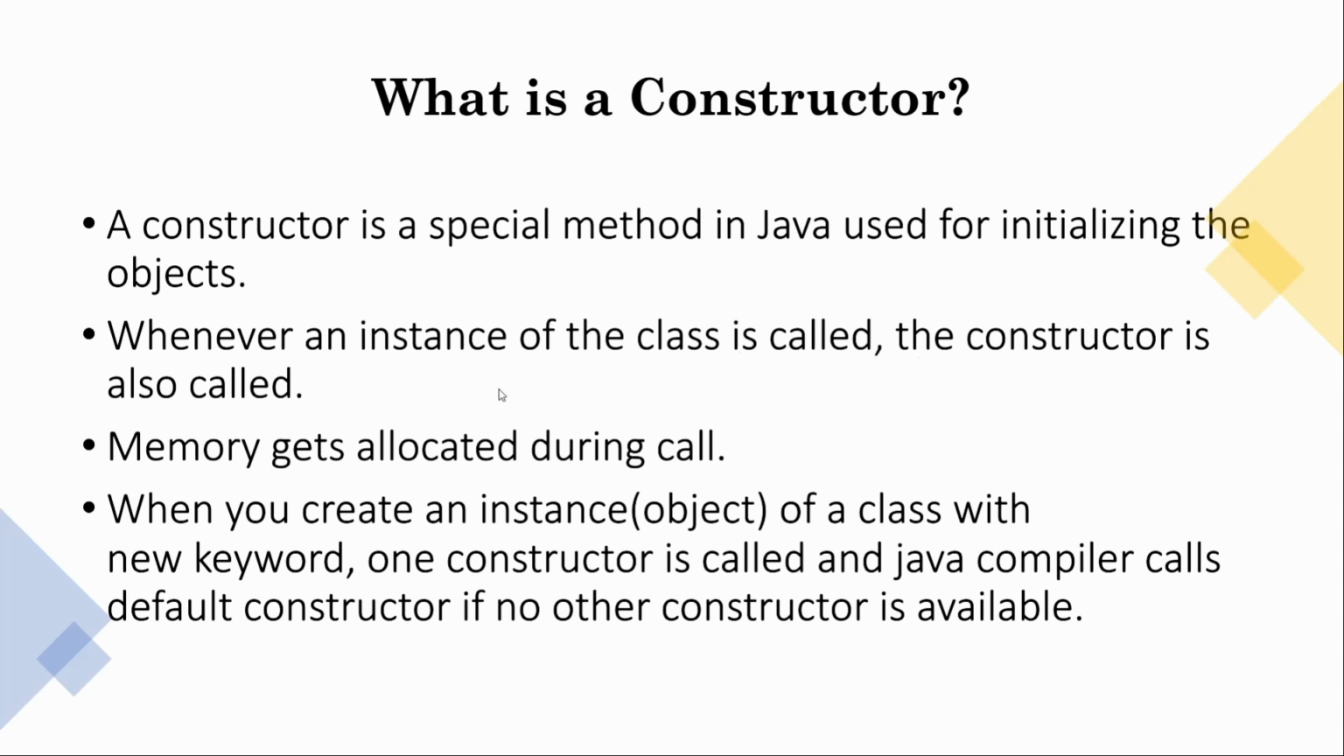These are very simple statements. We'll see in the demo how we can do it, and I'll explain you. The memory gets allocated during the call itself. When you create an instance of a class with a new keyword, one constructor is called and Java compiler calls the default constructor if no constructor is available. So if you have written the constructor and you try to create an object of a class with the new keyword, one constructor is called. If your class does not have a constructor, Java compiler will call its default constructor.